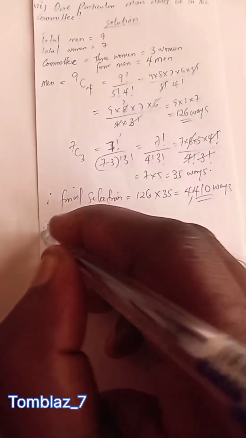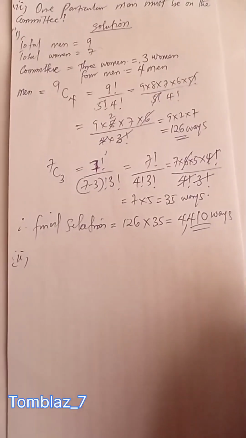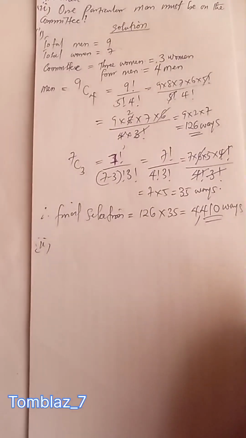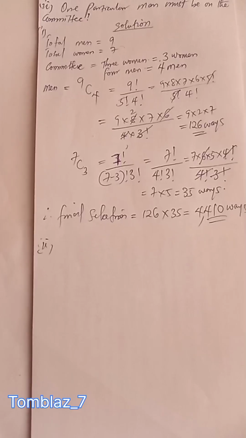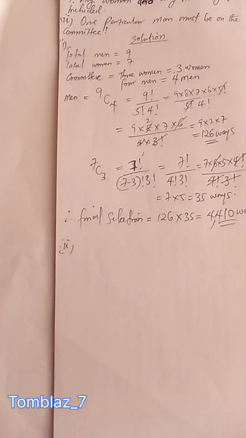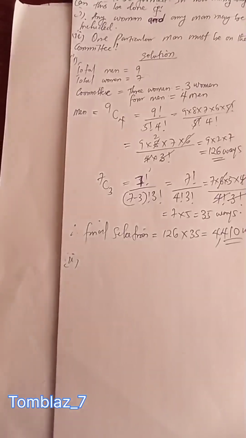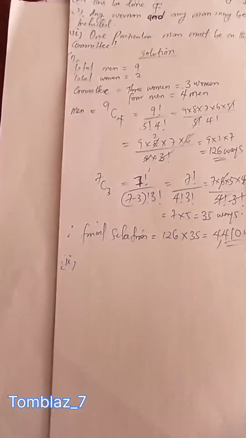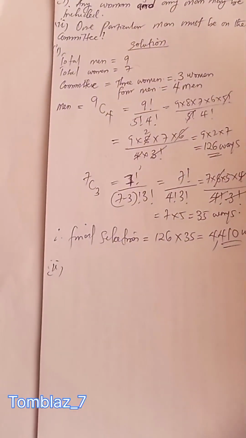Okay, so let's see the next information that is asked. That's option 2. This is option 1. Now in option 2, they said we should form this committee, but one particular man must be on the committee. Whether we want to do anyhow, one particular man must be on the committee. So first, let's find that of the women, and then we'll handle that of the men, that one particular man must be in the committee.